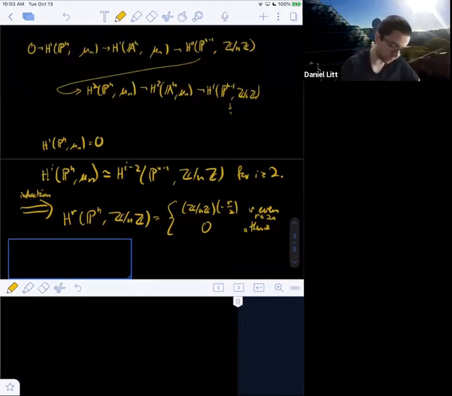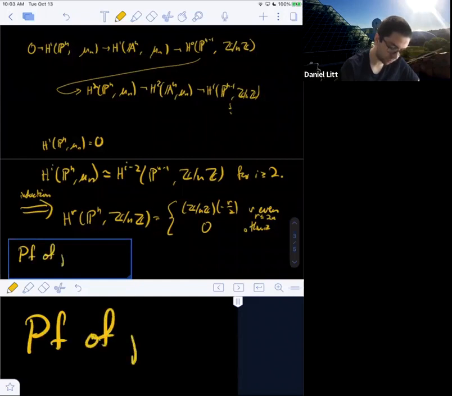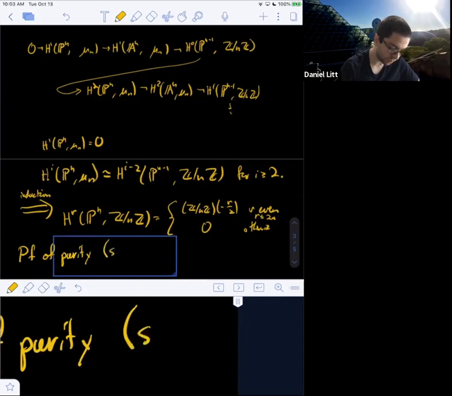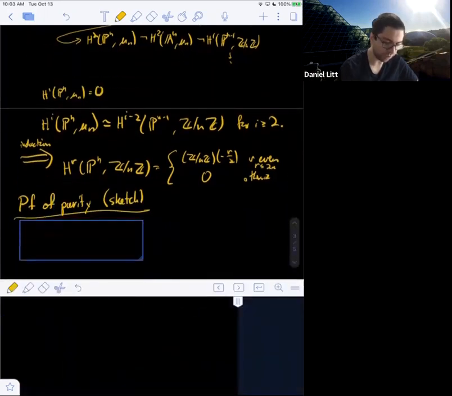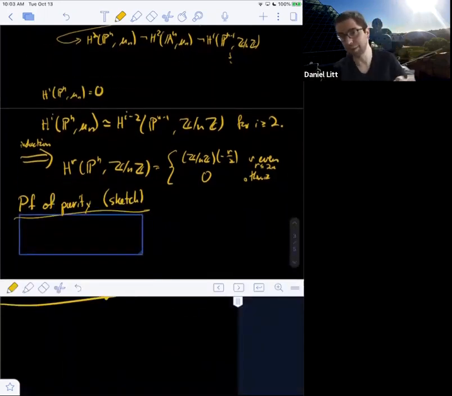All right. So now let me sketch the proof of purity. So this is just a sketch. And we'll see at some point we reduce to a situation which looks a lot like a sphere bundle over some base, which is why I explained the topological analog earlier.